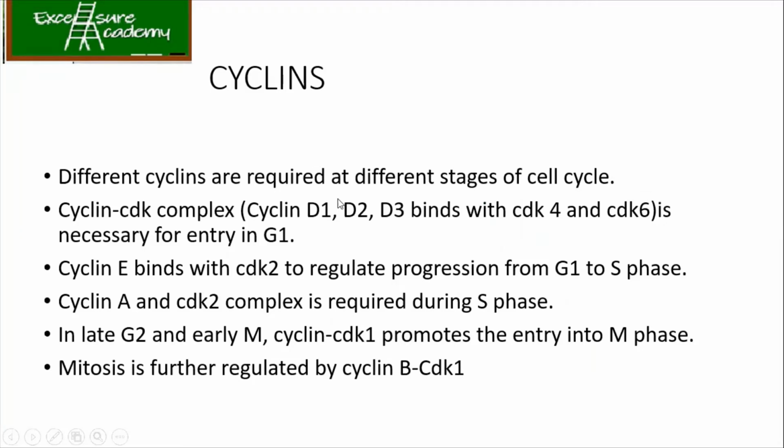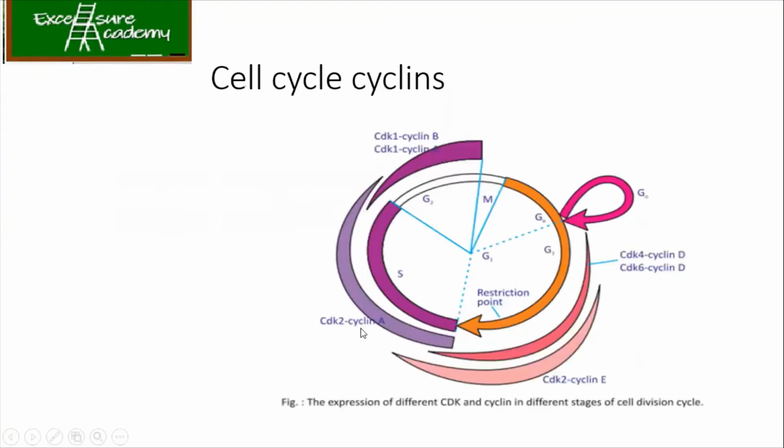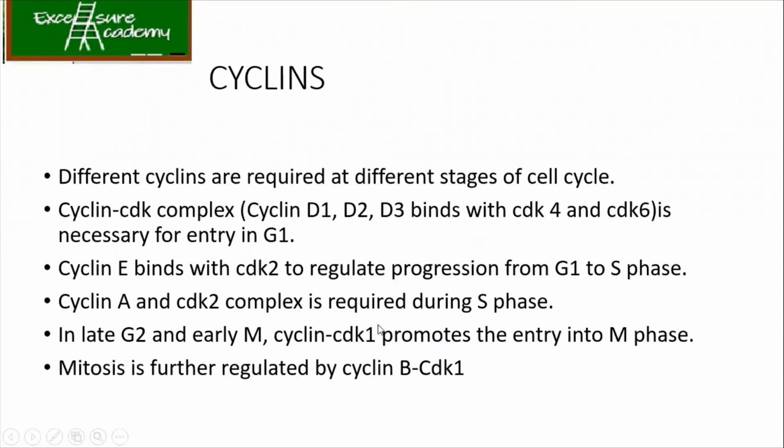So as we saw, cyclins are required at different stages of the cell cycle. Cyclin CDK complexes D1, D2, D3 all bind to CDK4 and 6. It is necessary for the entry into G1. Cyclin E binds to CDK2 to regulate the progression from G1 to S phase. Cyclin A and CDK2 are required during the S phase. If you remember this diagram, it will become very easy then.